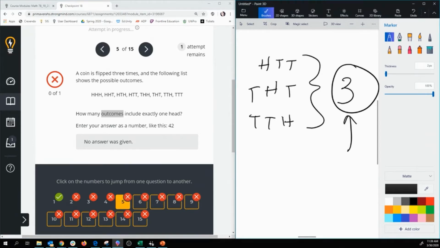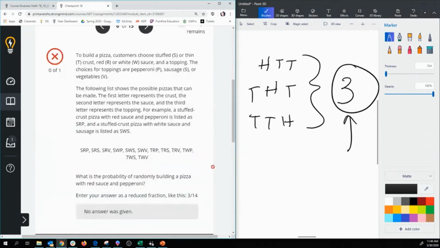Perfect. Okay. Yeah, and technically, if the checkpoints didn't shuffle your questions, this one would have come first because you'd want to know how many outcomes and then do the probability. But since it shuffles, we did them backwards. No, you're not going crazy. It's okay.